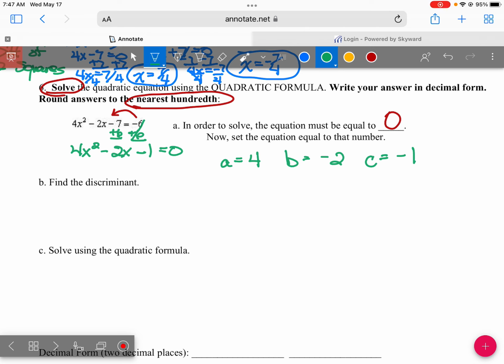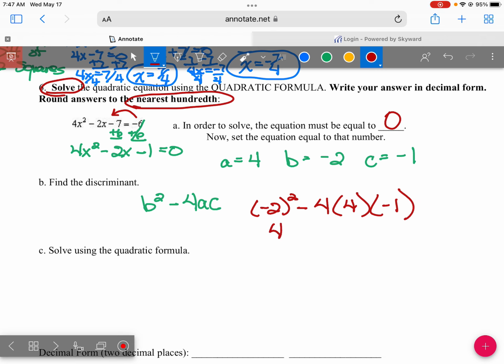Find the discriminant. Remember, that's the part underneath the radical sign. B squared minus 4AC. So B is negative 2 squared minus 4 times A is 4 also, times C is negative 1. Negative 2 squared is 4 minus 4 times 4 is 16, and 16 times negative 1 is a negative 16. So I am going to add the opposite. 4 plus 16 is 20. That is a positive value.